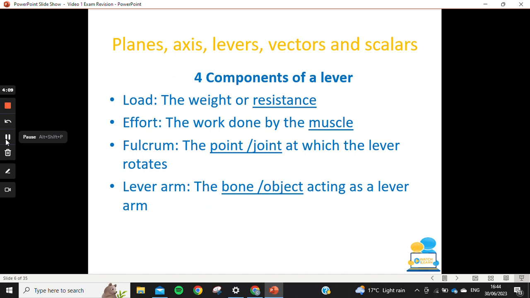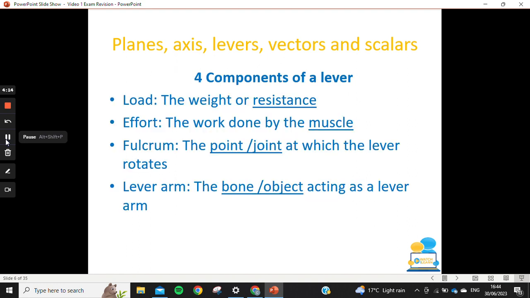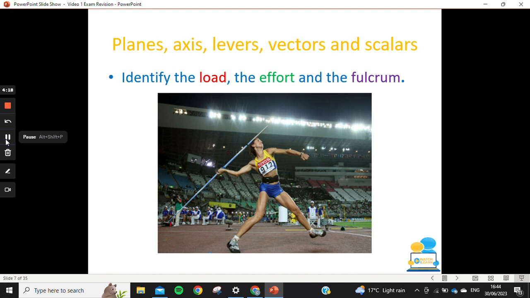The fulcrum point or the joint is the elbow joint, and the lever arm is the lower arm here. So from the elbow down to the hand, that is the lever arm that's operating here in this scenario.